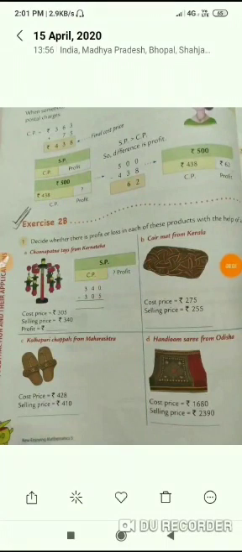Children, I hope you must have enjoyed the video and have understood the concept of profit and loss. Now, try to solve exercise 2B in your copies.